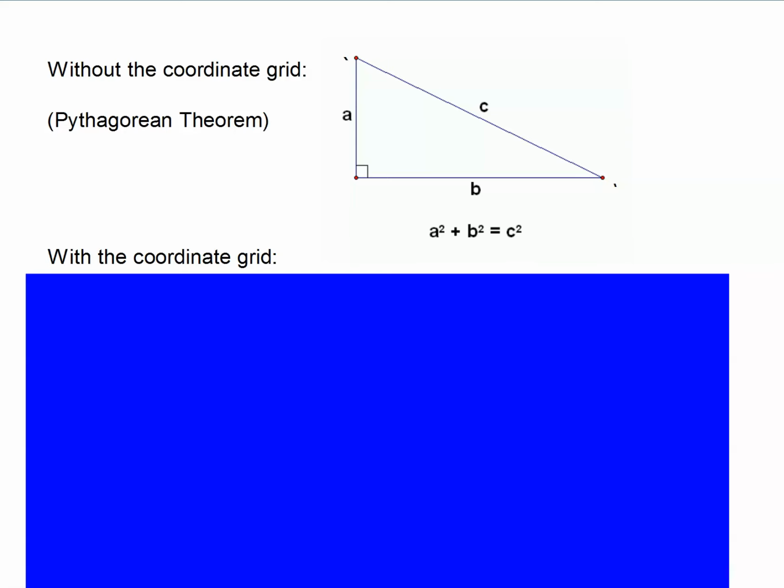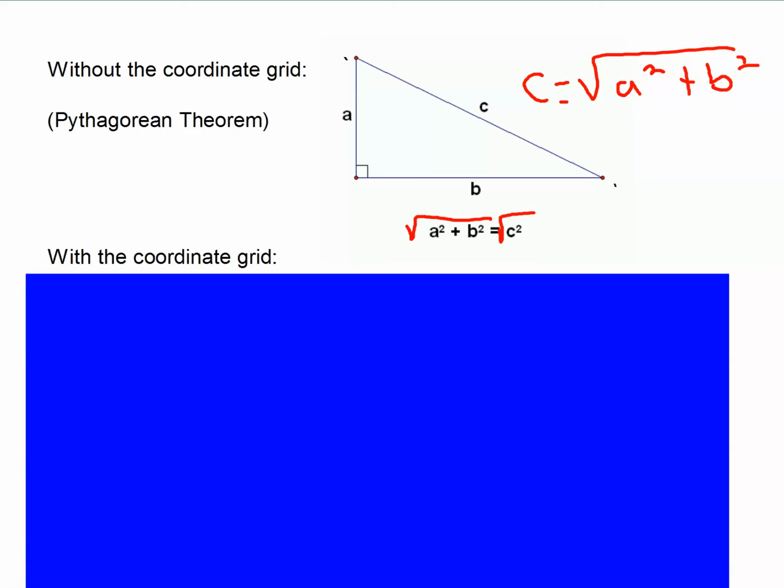And in order to find the measure, we could use the Pythagorean theorem, which says if you have a right triangle with sides that measure A, B, and C, then A squared plus B squared has to equal C squared. So if we're trying to find just the value of C, we could take the square root of both sides, and we would have that C equals the square root of A squared plus B squared.